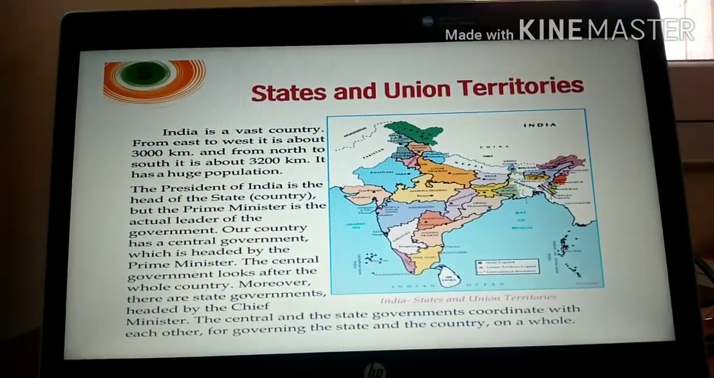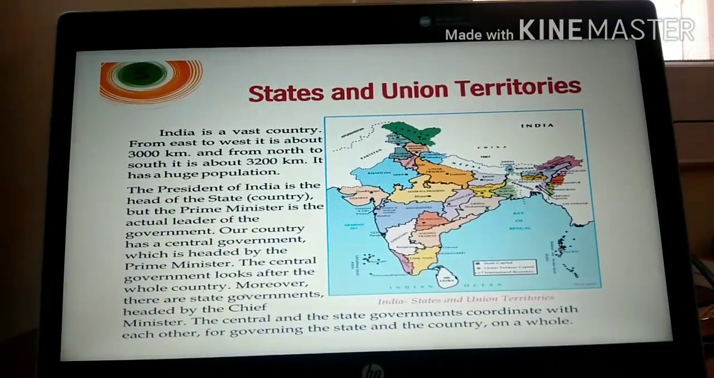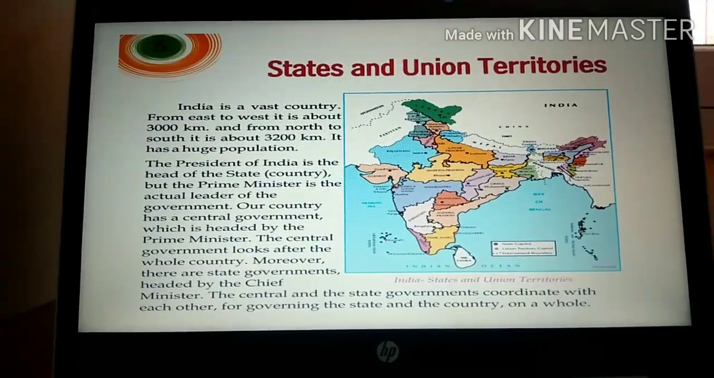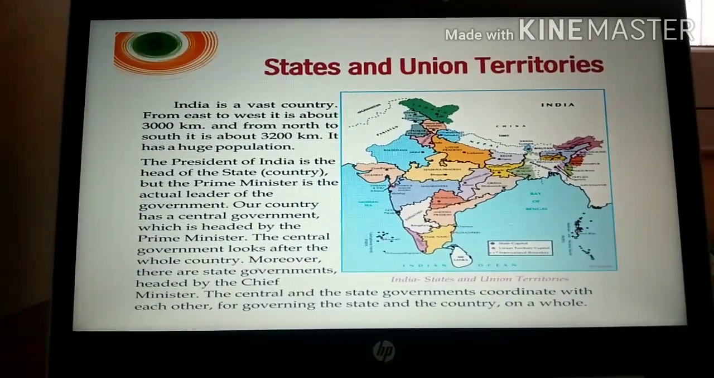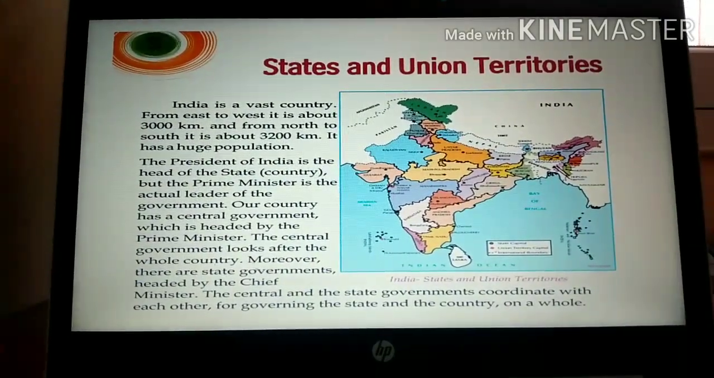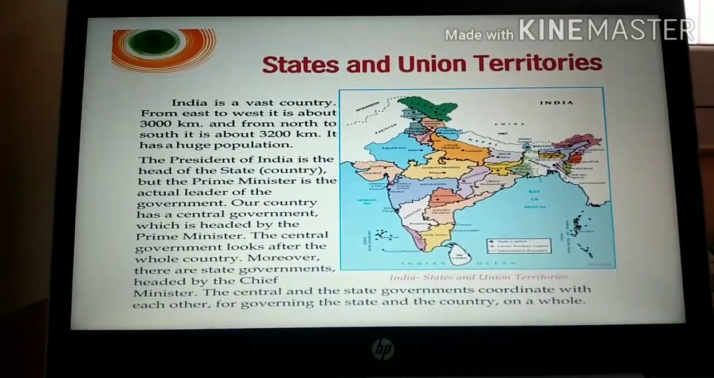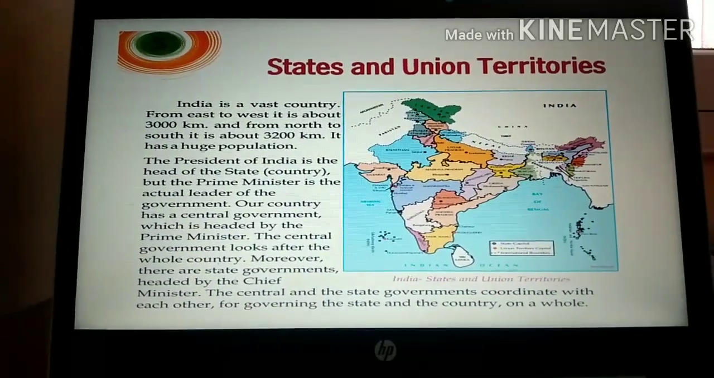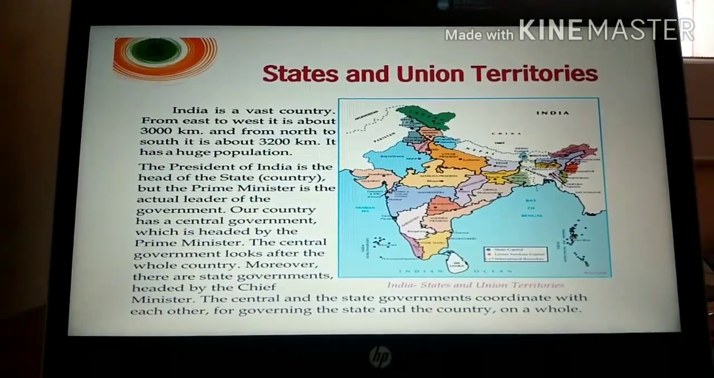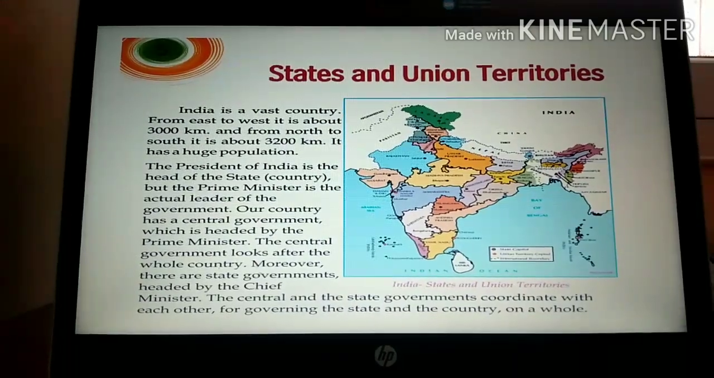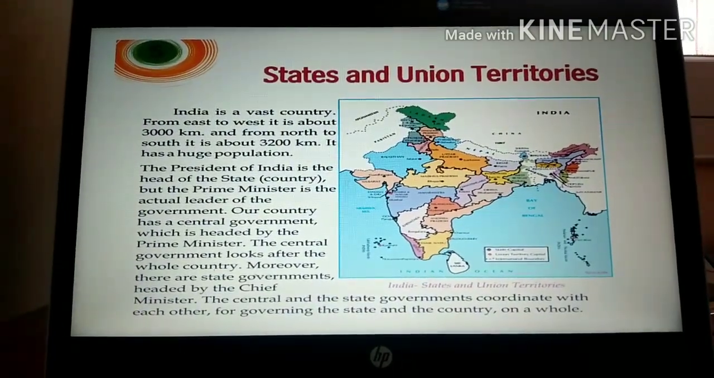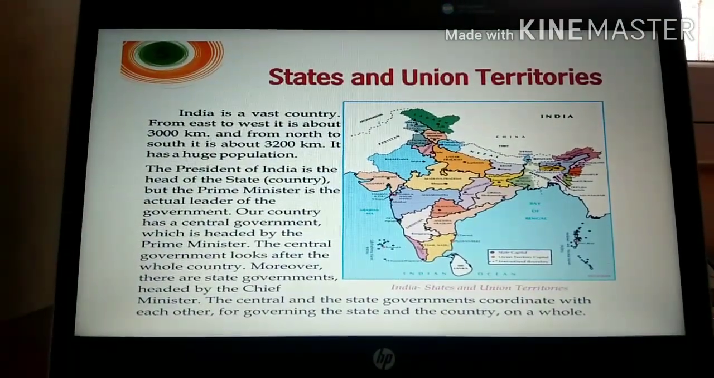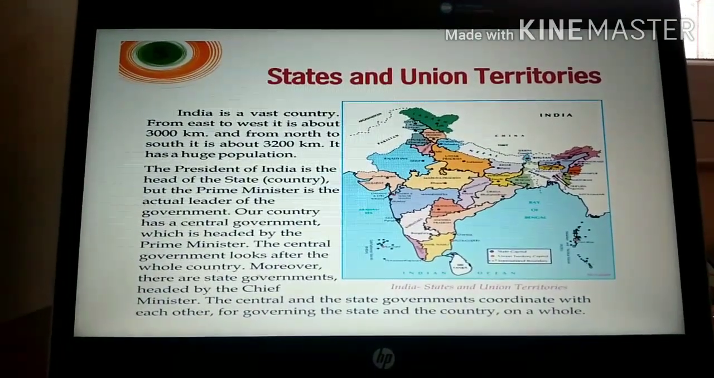So, the actual leader of our country has a central government which is headed by the Prime Minister. The central government looks after the whole country. Moreover, there are state governments headed by the Chief Minister. Can you name the Chief Minister of Uttar Pradesh? Yes, Mr. Yogi Adityanath is the Chief Minister of Uttar Pradesh. The central and the state governments coordinate with each other for governing the state and the country.